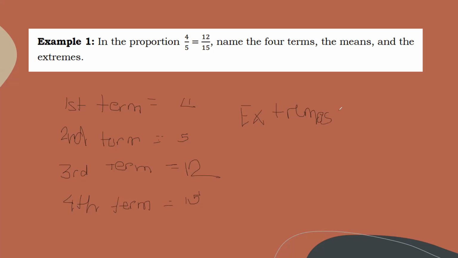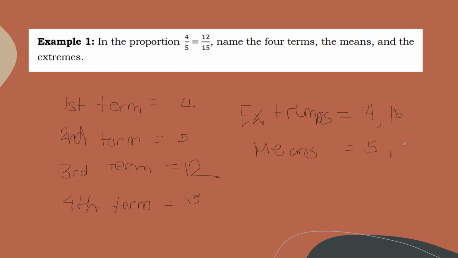Pag pinag-usapan naman natin ang extremes, ano extremes natin dyan? Ano ang mga tinatawag natin dyan extremes? Yung 4 and 15 po. Correct. It's 4 and 15. The numerator of the first fraction and the denominator of the second fraction. How about the means? Yung means natin, 5 and 12 po. Correct. It's 5 and 12.